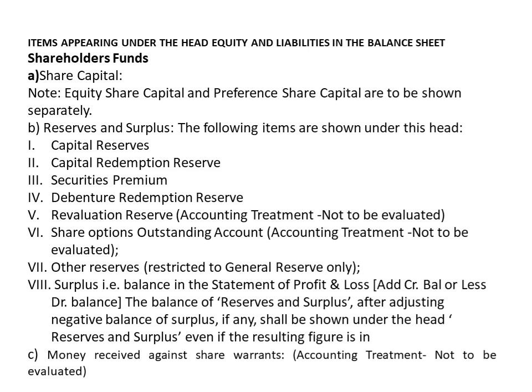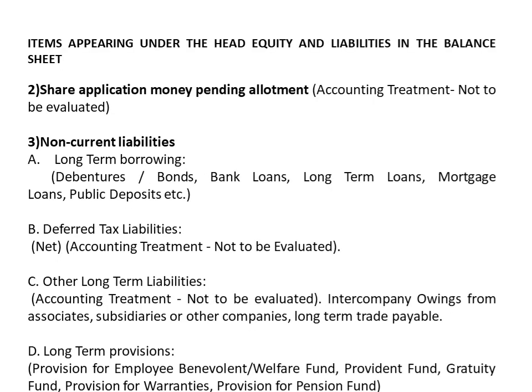Under share capital, equity share capital and preference share capital should be shown separately. Under the reserves and surplus heading, the following items should be shown: capital reserves, capital redemption reserves, securities premium, debenture redemption reserve, revaluation reserve, share options outstanding account, other reserves, and surplus, that is the balance in the statement of profit and loss account.